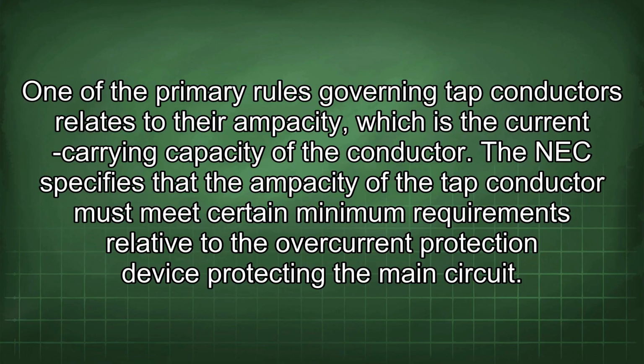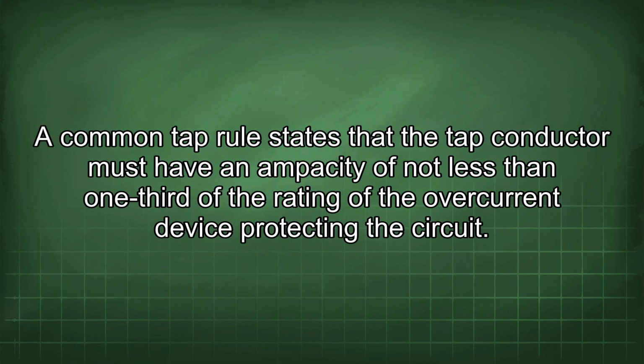conductor. The NEC specifies that the ampacity of the tap conductor must meet certain minimum requirements relative to the overcurrent protection device protecting the main circuit. A common tap rule states that the tap conductor must have an ampacity of not less than 1/3 of the rating of the overcurrent device protecting the circuit.